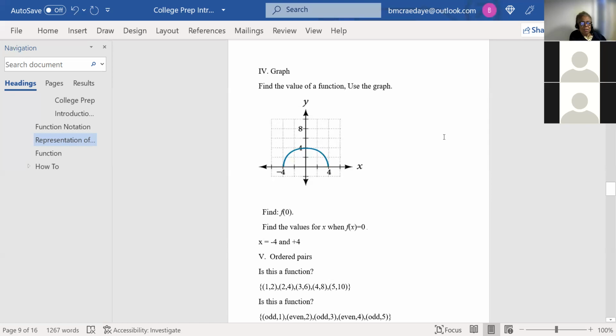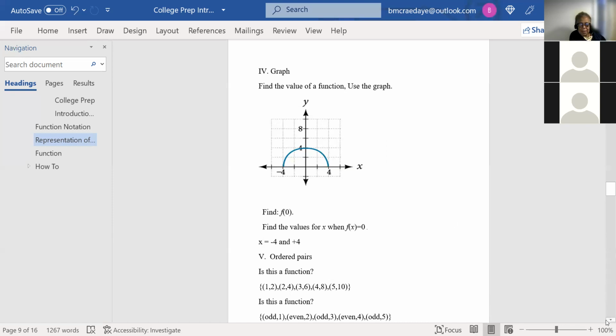Now, what's the value of Y? Okay. What's the value of Y when X is 0, Latoya? 4. 4, that's right. Because if you're on the Y line, the X is 0, and that's at 4. Okay, Y is 4, X is 0.